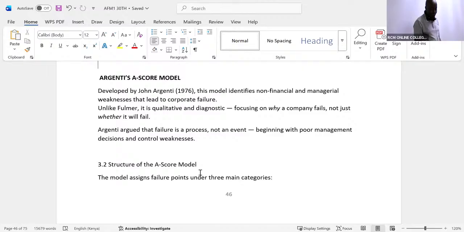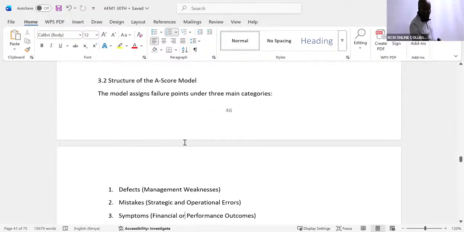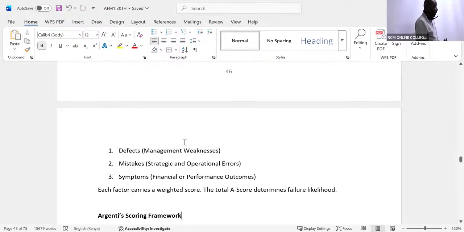So it is a qualitative model. Argenti argued that failure is a process and not an event, beginning with poor management decisions and control weaknesses. The structure of the A-score model, the first thing that will normally happen is that we are going to have defects in the organization. These are internal control systems, weaknesses of internal control systems like that. Now, once we have these defects, then the managers will make mistakes.